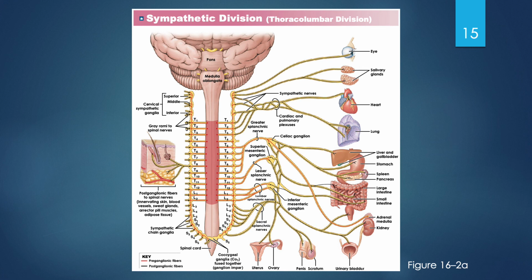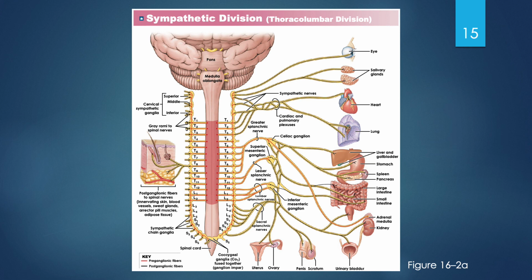So you're going to notice a little bit lower down on the image that we have a few different sites that are kind of larger yellow blobs, and these are larger ganglion. So you can see at the top we have our celiac ganglion, then there's also the superior mesenteric ganglion, the inferior mesenteric ganglion, and we'll discuss all of these in more detail coming up.